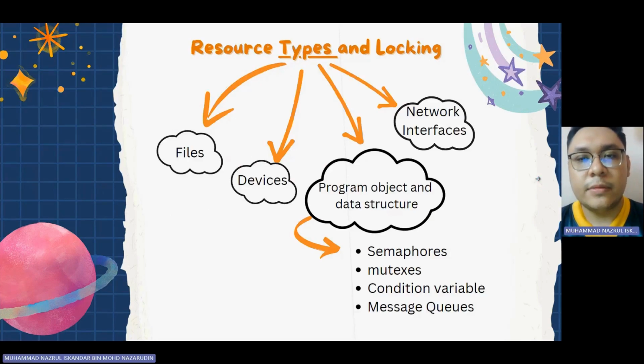Next, we go to resource types and locking. There are 4 resource types and locking. The first one is files, devices, and network interfaces, and also program objects and data structures. Specifically in program objects and data structures, there are four: semaphores, mutexes, condition variables, and message queues.